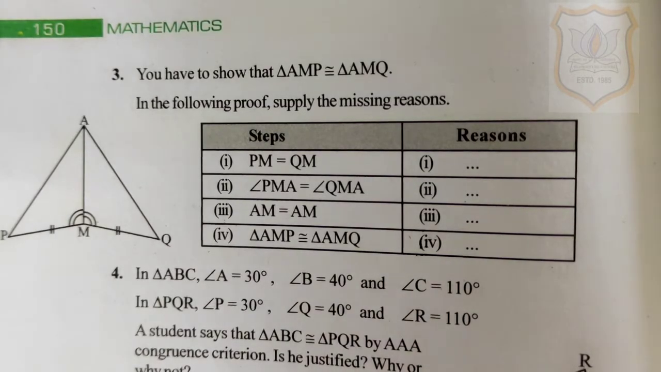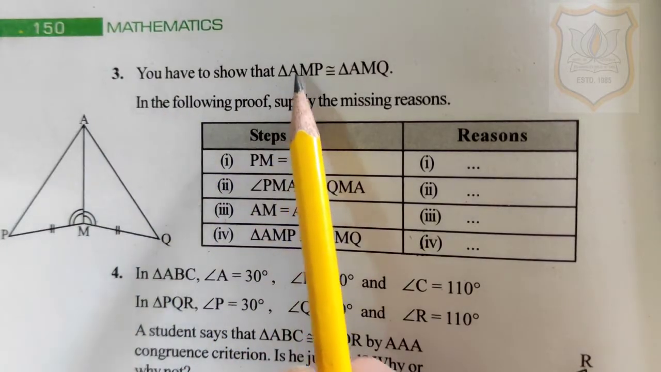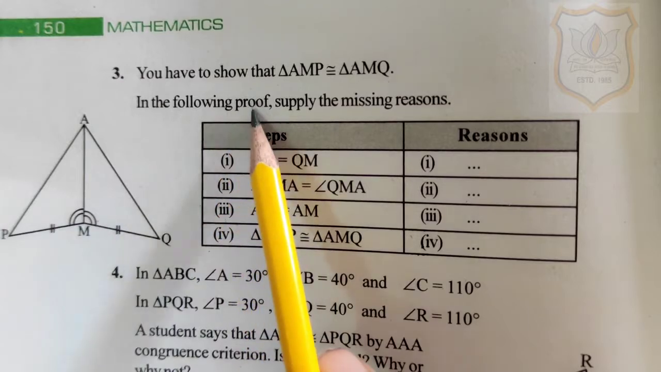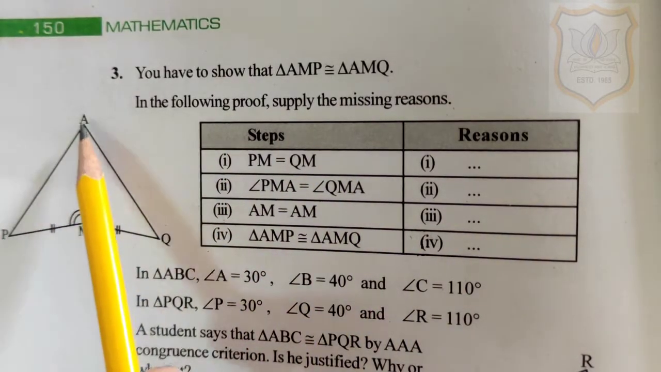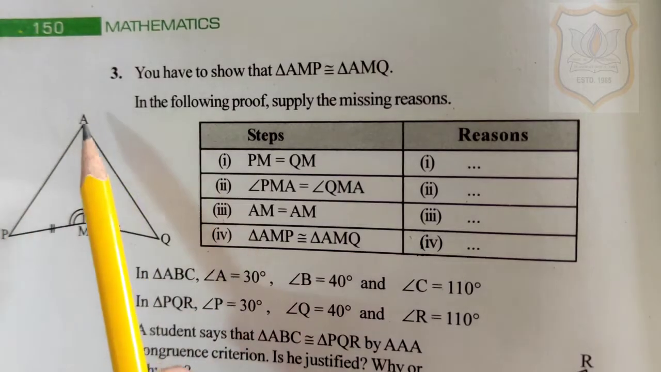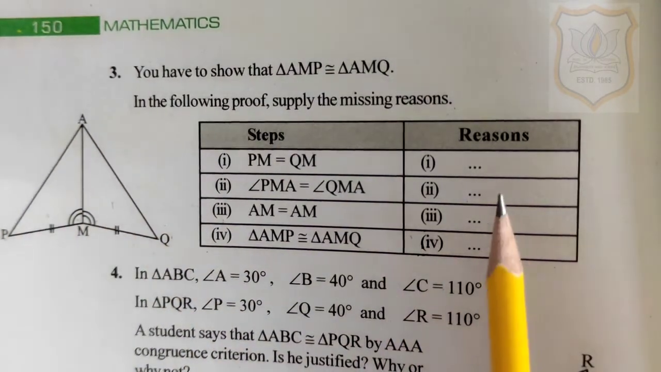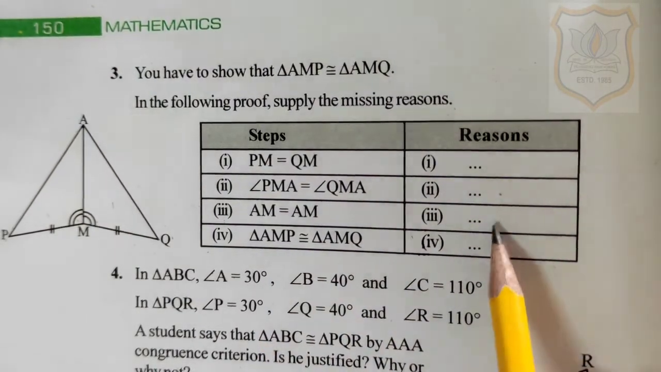Now question number 3 of exercise 7.2. You have to show that triangle AMP is congruent to triangle AMQ. In the following proof, supply the missing reasons. Here, the triangle is given, triangle AMP and triangle AMQ, both the triangles are congruent. We have to state the reasons which are missing here, and we have to fill this table.